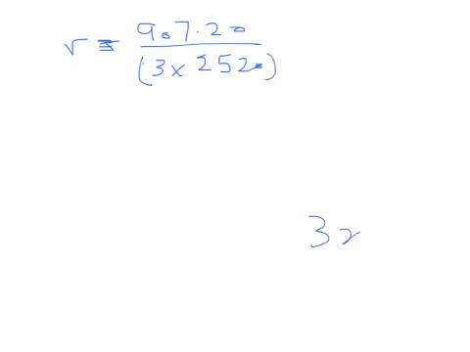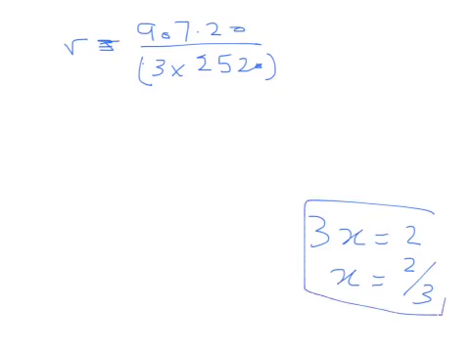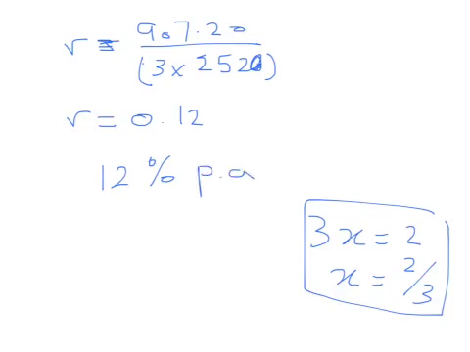This is like working a simple equation. If I said 3x equals 2 and I asked you what the value of x is, x will be equal to 2 divided by 3. So we always divide by the number next to the pronumeral. That's why we're dividing here by 3 times 2,520. Using the calculator, this will give us 0.12, but the rate is always given in percentage form, so you multiply 0.12 by 100 and it's 12% per annum. And this is the actual flat rate of interest that Matthew was charged.